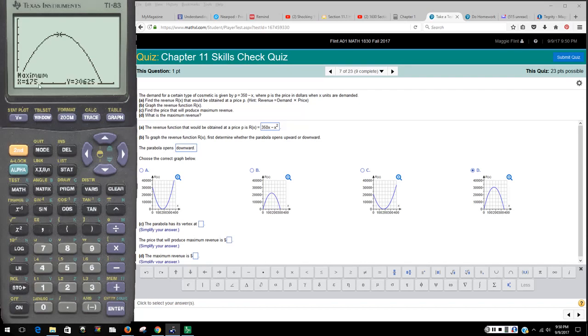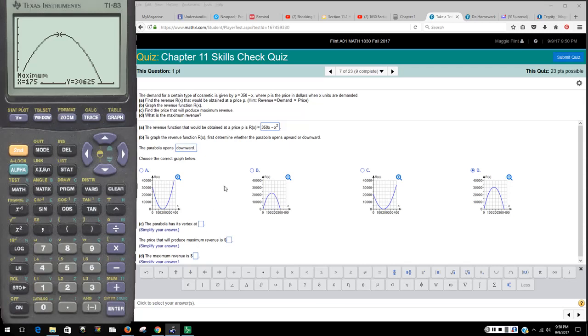And it says the maximum is where X is 175 and Y is 30,625. Okay, this point is not at 30,000. This point, on the other hand, does appear to be right around 30,000. So we know that D is the correct one.